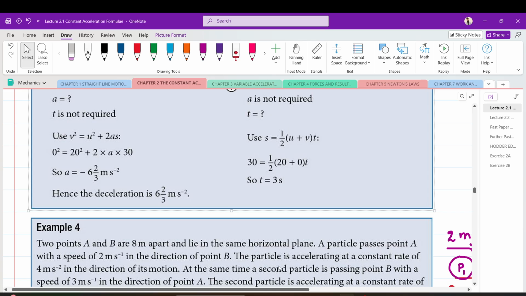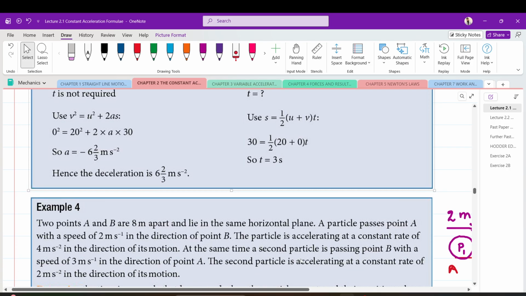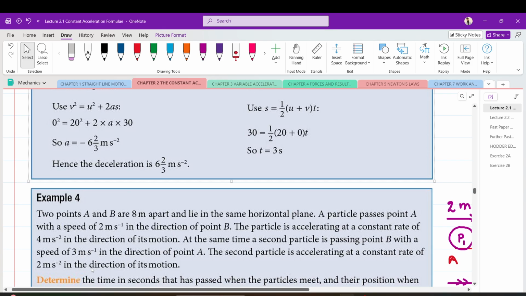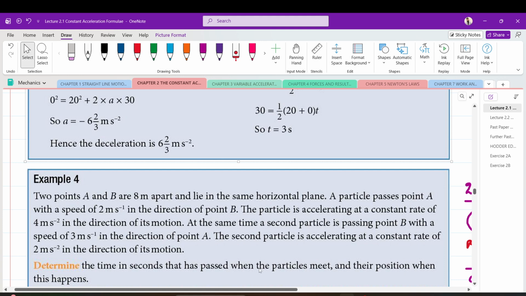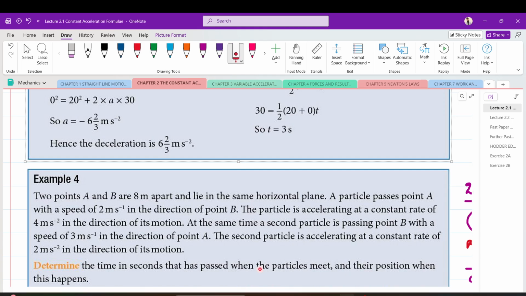So you can imagine that there are two particles, one at point A and one at point B. Both are moving towards each other at different speeds and different acceleration. The second particle is accelerating at a constant rate of 2 meters per second squared. Determine the time in seconds that has passed when the particles meet and their position when this happens. So we need to find two things. First, what was the time in seconds at which they're going to meet. Secondly, what was their position? So you need to find displacement.